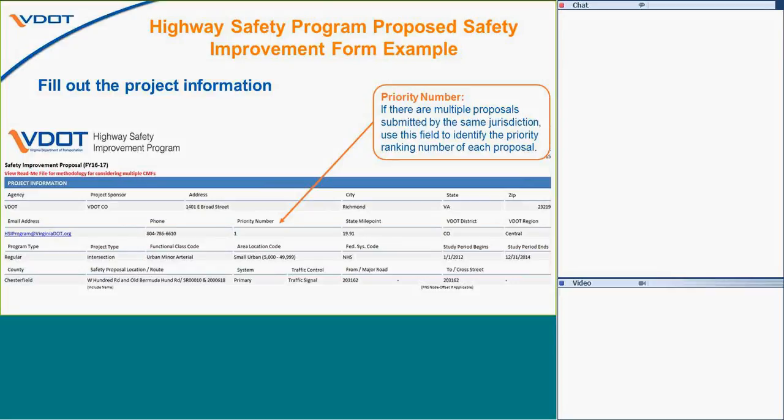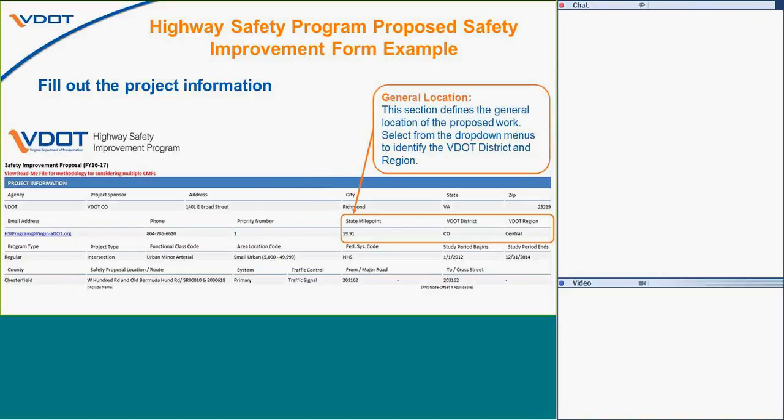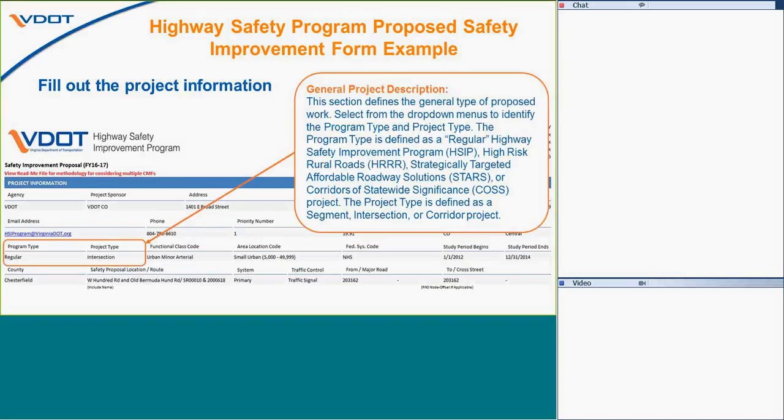Priority of the project. If you're submitting multiple projects, you want to make sure that those are prioritized, so that the projects where you have the most benefit are the ones that are potentially taken first. Location of the project is then entered. In this case, you see it's entered by milepost, the district, and the region.